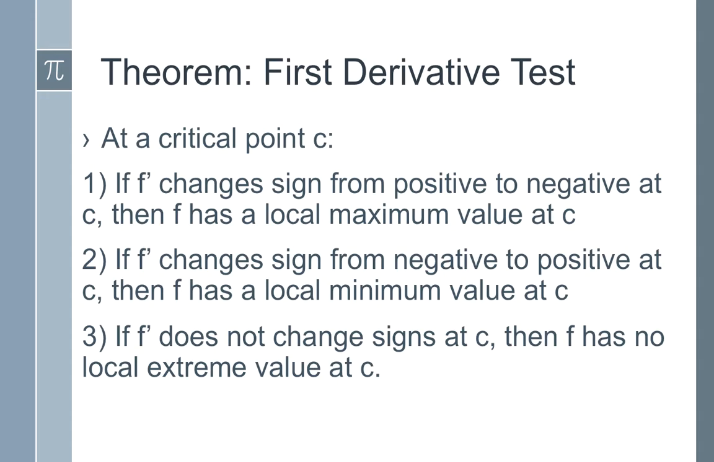If the derivative does not change signs at c, then f has no local extreme value at c, and that would be something along the lines of a cubic function. A cubic function does this. At this point, the slope actually becomes 0, or it could. And this is not a minimum or a maximum because the derivative on the left is positive, and the derivative on the right is positive. All right, so these three things are pretty important for us as we continue forward here.